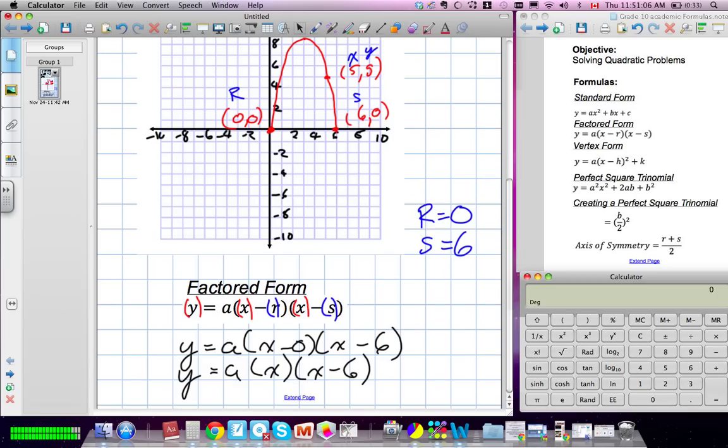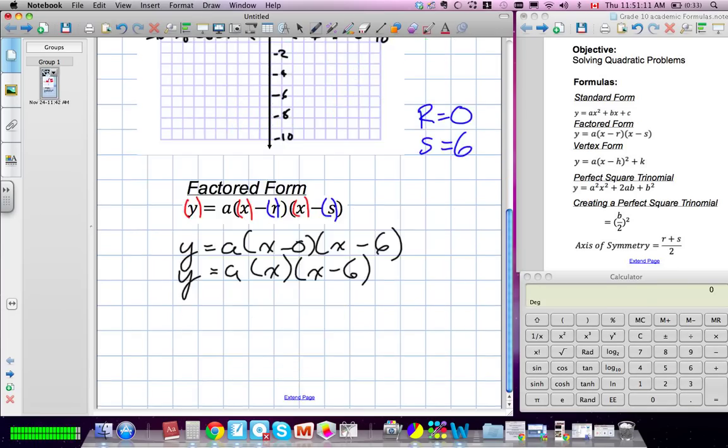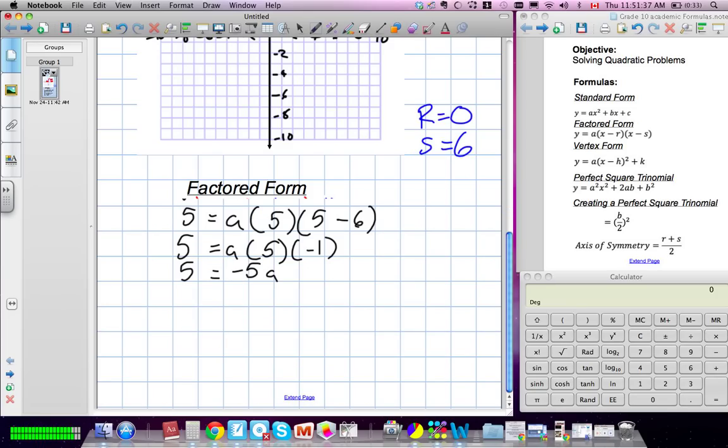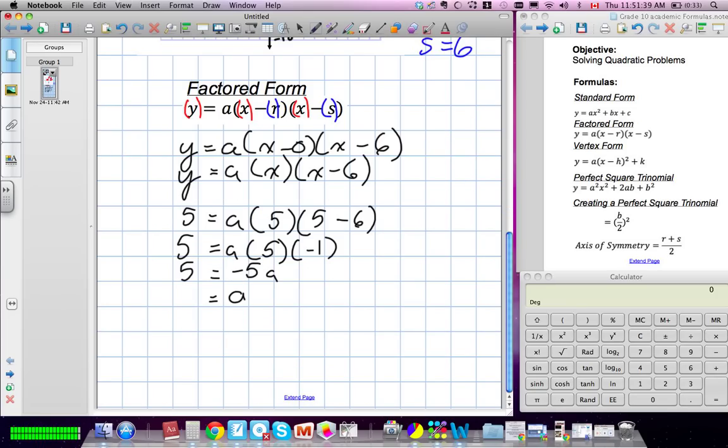A point on the graph. So 5 equals a, x will be 5, and x will be 5 minus 6. 5 equals a, 5 times negative 1. We'll get negative 5a. That's 5 times negative 1 is negative 5. Negative 5 times a is negative 5a. When we bring it over, we get 5 divided by negative 5. A equals negative 1.